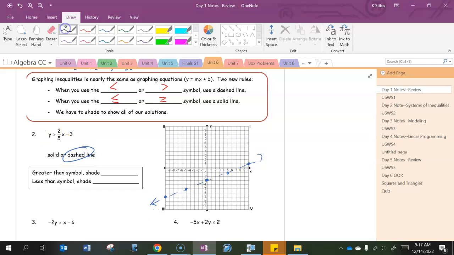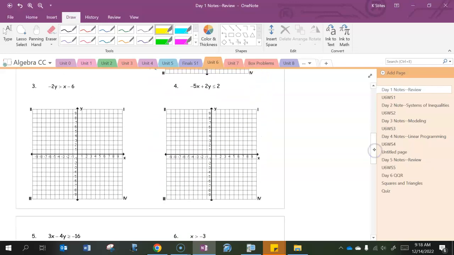And then finally, as a reminder, if you have a greater than symbol, we're going to shade above our line. And if you have a less than symbol, we're going to shade below our line. So this is a greater than symbol, so I'm going to go ahead and shade above. Okay, and you should go all the way up to your line. Okay. All right, let's try another one.